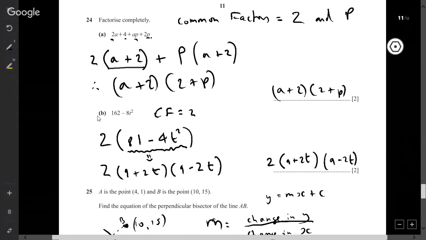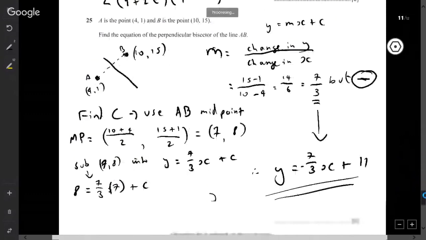And B, similar thing, we can see that there is a common factor of 2 here. So we take 2 out of the bracket. If we do that, it's 81 minus 4t squared. Now we can see we can factorize this further, and that becomes 9 plus 2t, 9 minus 2t in brackets. And that is the full factorization of this.